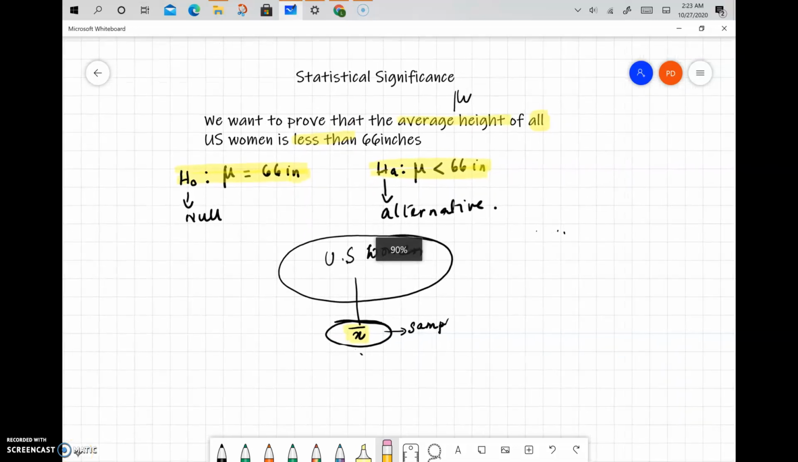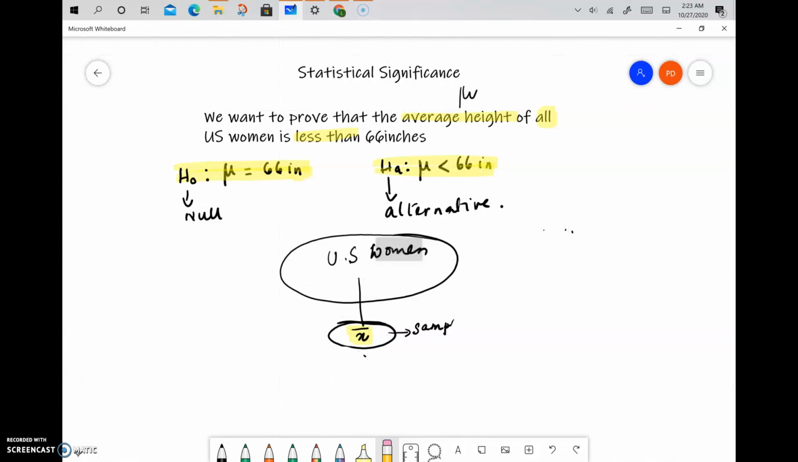So here we'll discuss the meaning of statistical significance. Suppose we want to prove that the average height of all US women, so we can call it mu because we're talking about the population mean here, since we're talking about all US women and the average of all women is mu, the population mean. The population here is all US women, is less than 66 inches. So what we're trying to prove is the average height of all US women is less than 66 inches.